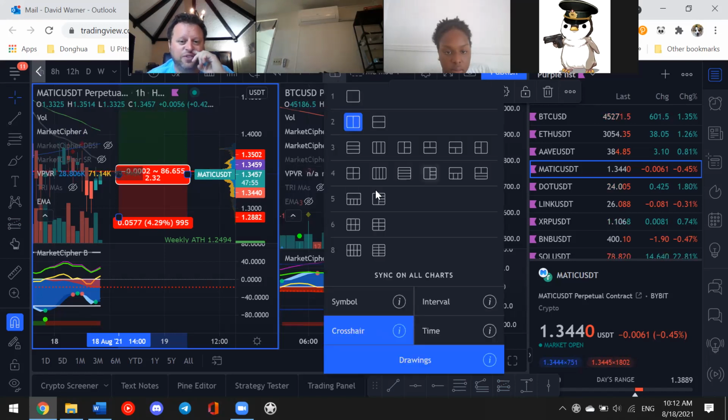You can choose lots and lots of different shapes if you want. Okay, you can sync charts. Yeah, you can sync all the charts. I don't think with a free version you can have 8. I think with a free version the maximum is 4.